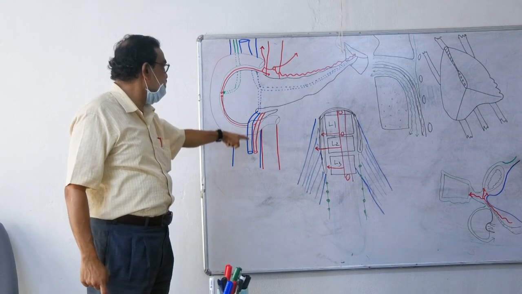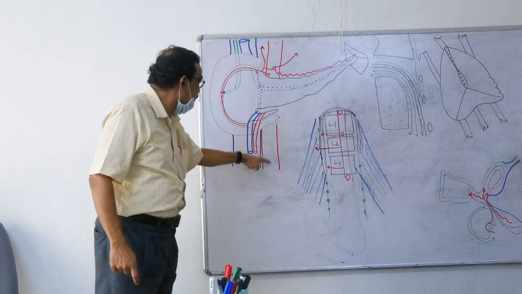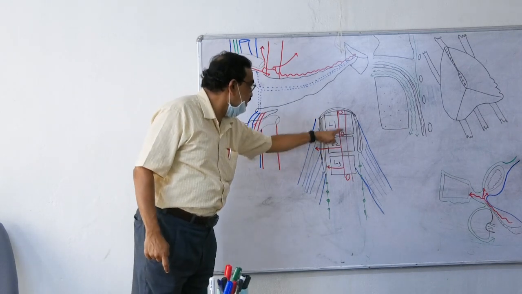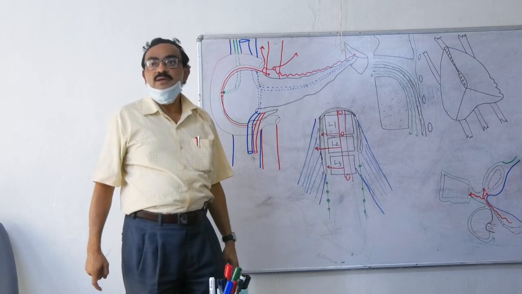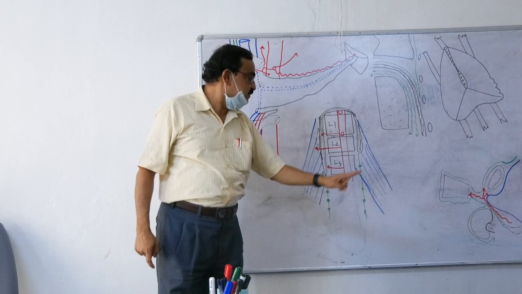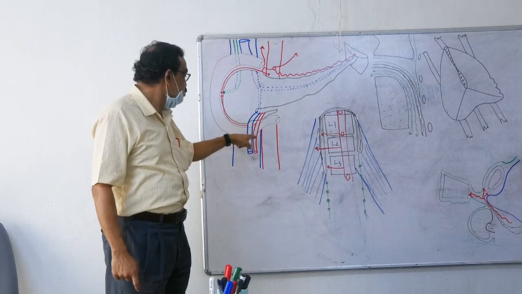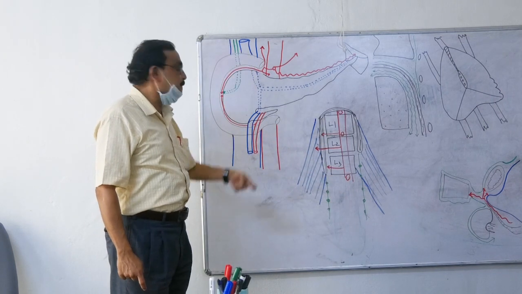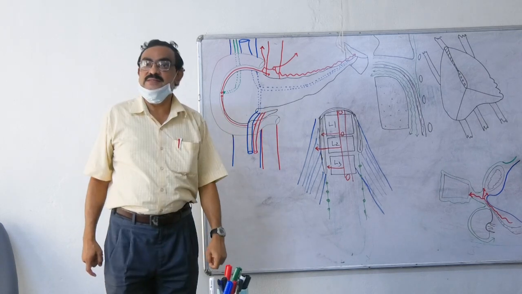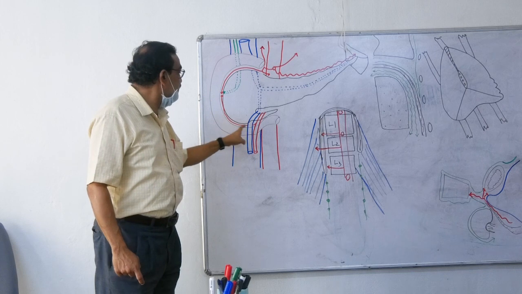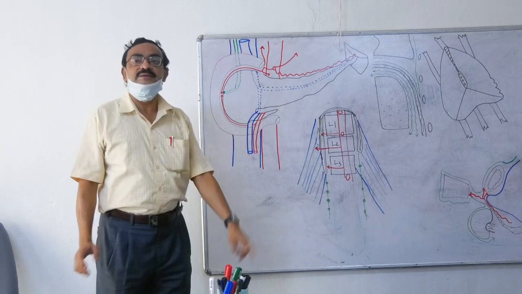mesenteric vessels. You can see this is the aorta. Here you can see the aorta. This is the celiac trunk. This is the superior and inferior mesenteric. So it is hooking. So this is the uncinate process. So ultimately this is the head.